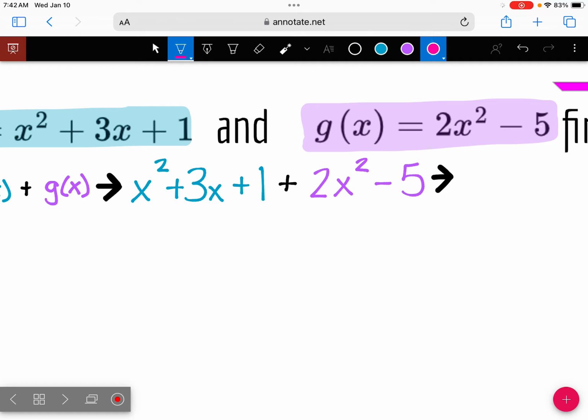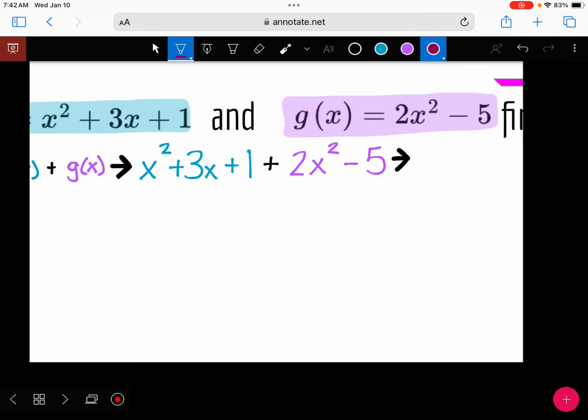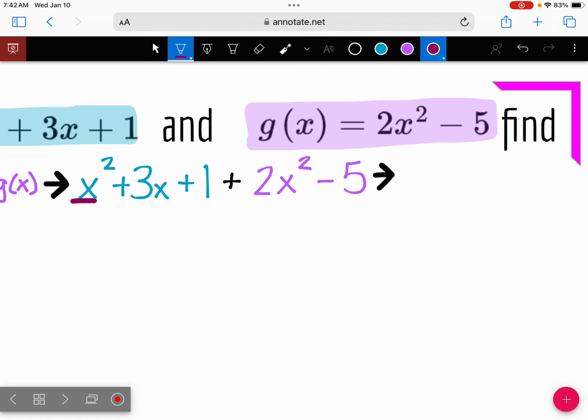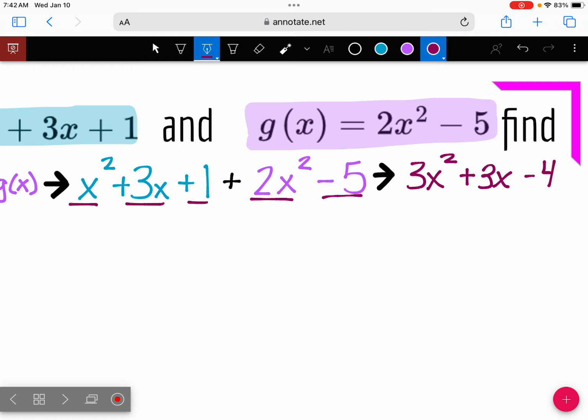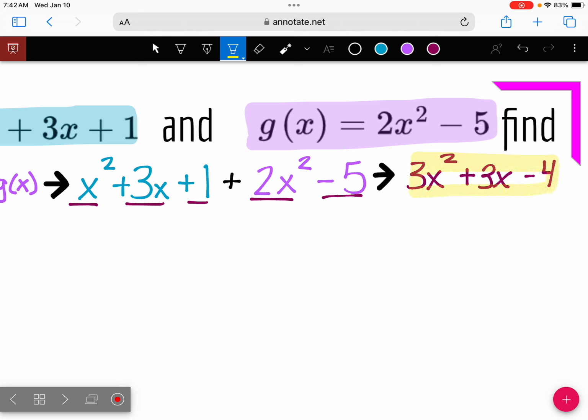And we are going to simplify by combining our like terms. So I've got an x squared plus 2x squared, 3x squared. I just have a 3x, so we're going to bring over our plus 3x, and then I have plus 1 minus 5, minus 4. And that's our answer for f plus g of x.